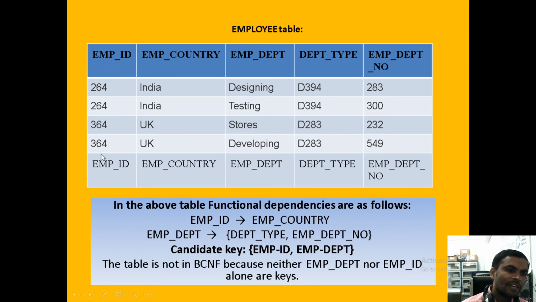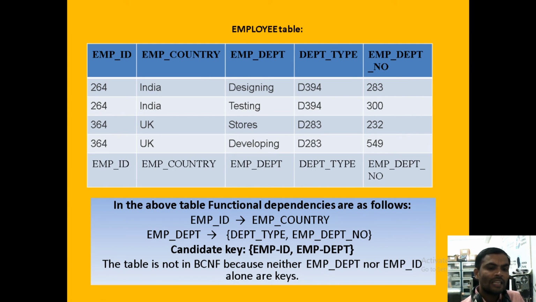Under employee ID we are considering a primary key, and under department also we are considering a primary key. In the above table, the functional dependencies are as follows. Employee ID is functionally dependent on employee country. Employee department is functionally dependent on the department type and the department number. Here we are considering these two tables as one, and a relationship exists between these attributes. Employee ID depends on the employee country. Employee department depends on the department type and the department number.